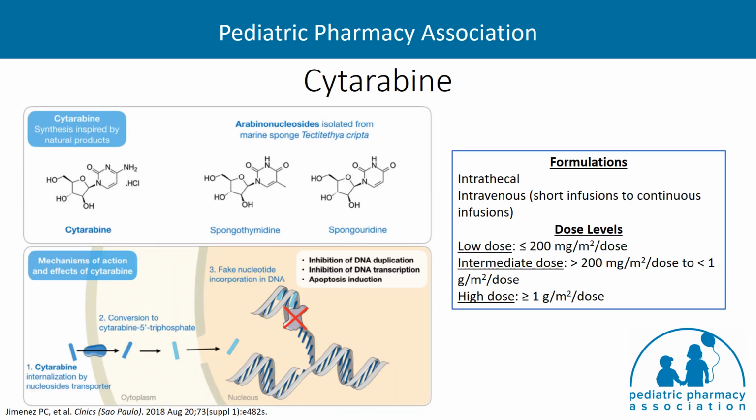The next chemotherapy agent that we will be discussing today is cytarabine. Cytarabine, again, is one of the key backbone chemotherapy agents that are associated with pediatric AML treatment. As the picture on the left-hand slide denotes, the main mechanism of action of cytarabine involves the internalization of cytarabine, conversion to cytarabine 5-triphosphate, and then acting as a false nucleotide that's incorporated into DNA. Through these activities or processes, cytarabine is able to inhibit DNA duplication and transcription, ultimately resulting in apoptosis.